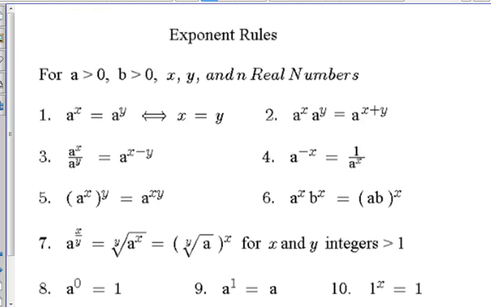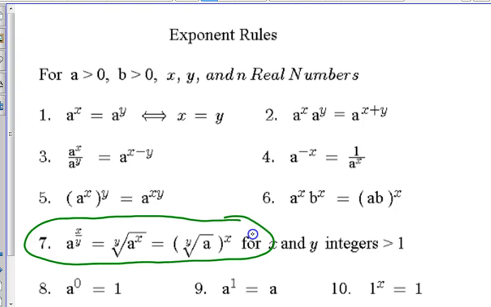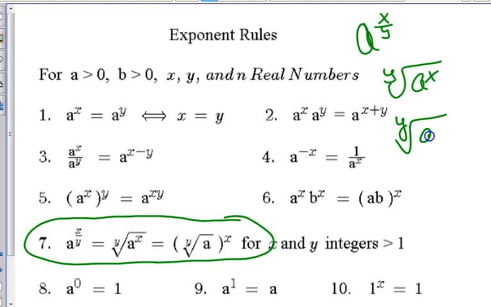But there's also one that some lists include. Does that look familiar? We just talked about it on the first slide. Maybe it looks a little familiar. a to the x over y is the y-th root of a to the x, or the y-th root of a all to the x. Okay.